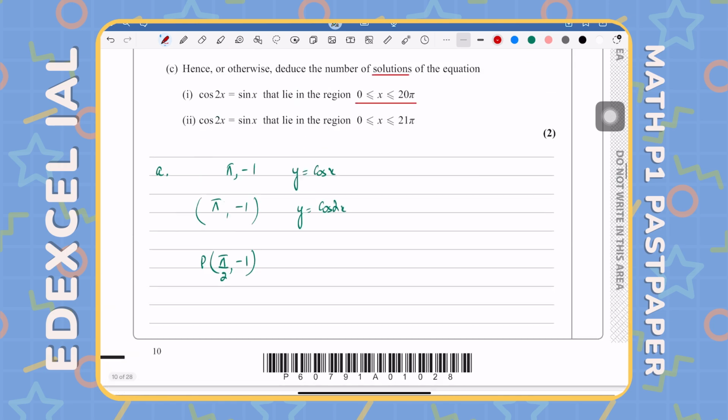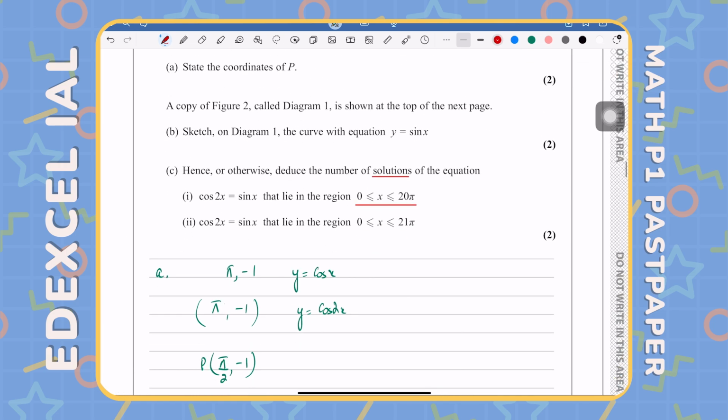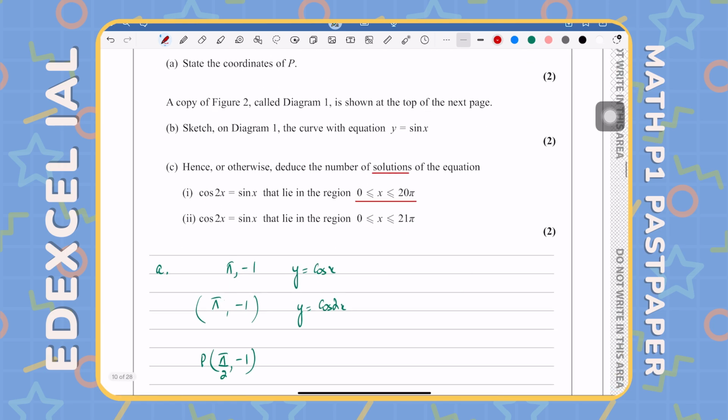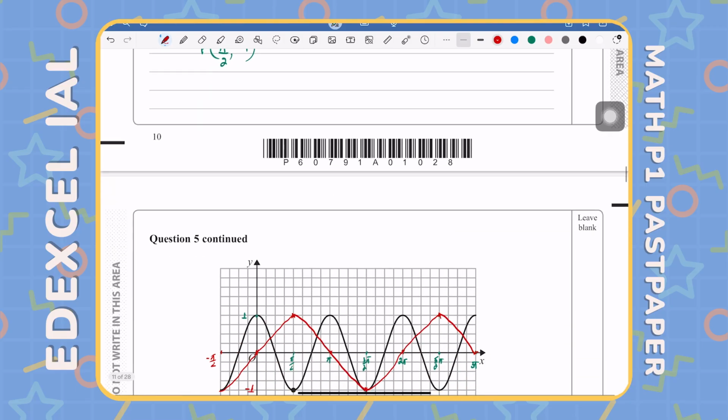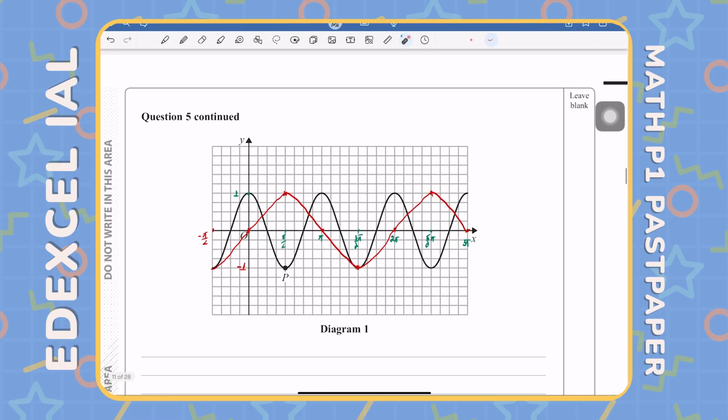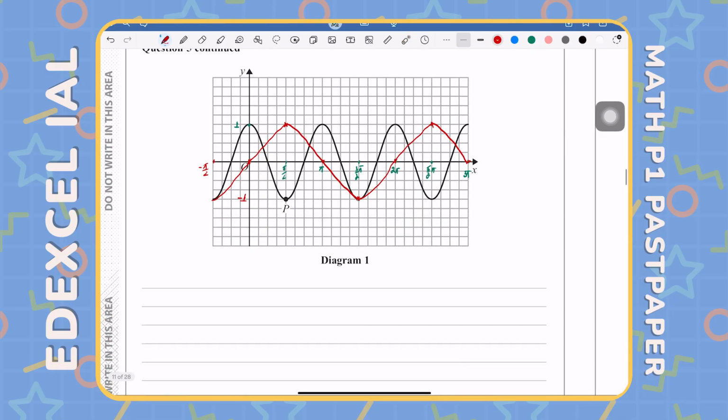Okay, so coming back to the actual question, we have to find out the number of solutions from 0 to 20 pi. Now let's scale it down a little. If you scale it down to 0 and 2 pi, how many solutions do we have over here? Let's count. I want you guys to count with me: 1, 2, 3, and that's it. So in between 0 to 2 pi, we have 3 solutions.